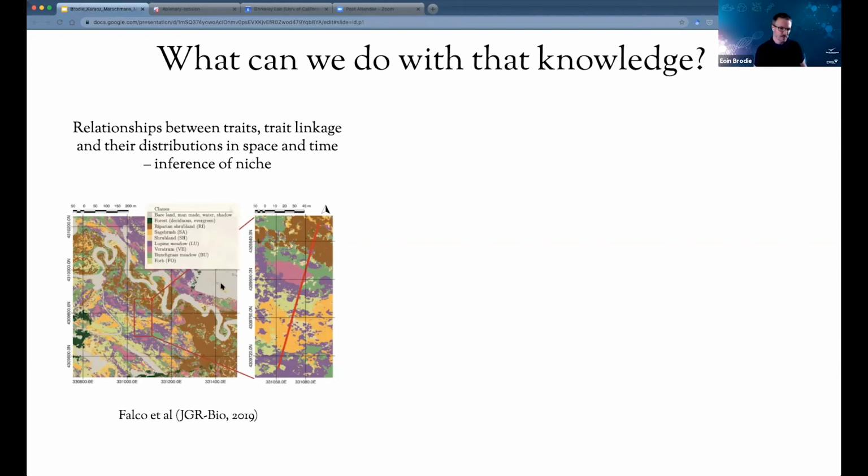And the first thing here, I'm going to go back to this image. Ideally, what we'd like to be able to do is determine relationships between those traits, how those traits are linked within genomes and their distributions in space and time. And then that gives us some inference on what the niche of those organisms is. That tells us something about the factors influencing their assembly, but it also tells us something about the likely biogeochemical processes occurring in that physical dimension.